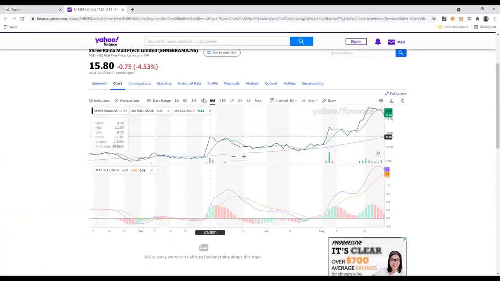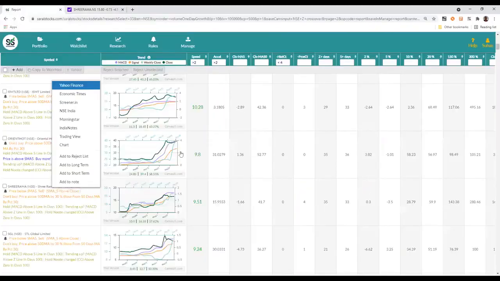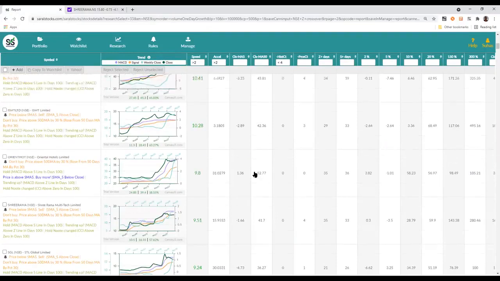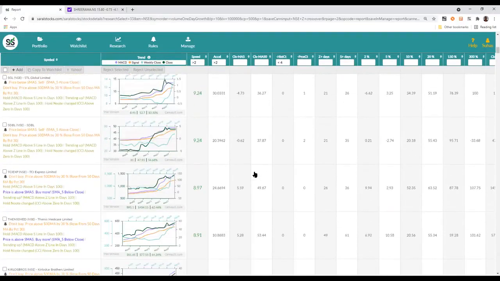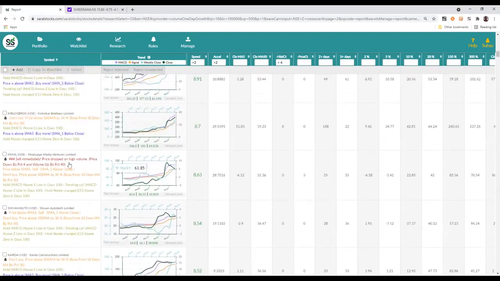I can find more details on Yahoo Finance for the stock of Shriram Multitech. Notice that the upward trend line in the stock has recently started. So it hasn't really grown that much. This is the power of Saral stocks. This is how quickly you can discover a stock and add it to your watch list or note for yourself for tomorrow's action. There are a lot of other stocks it found.